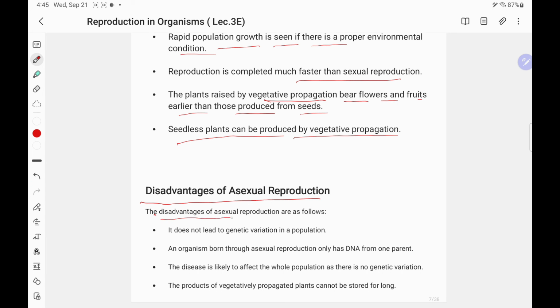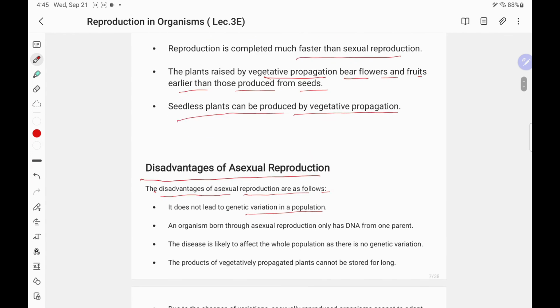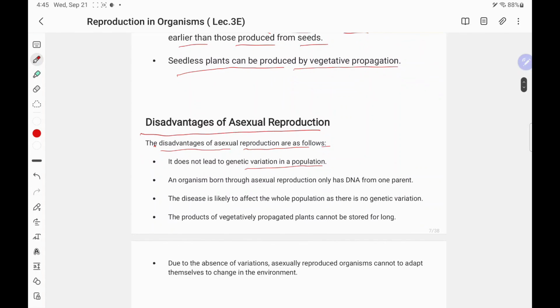Disadvantages of asexual reproduction. It does not lead to genetic variation in a population. An organism born through asexual reproduction has DNA from only one parent. Disease is likely to affect the whole population as there is no genetic variation. This is the drawback of asexual reproduction.